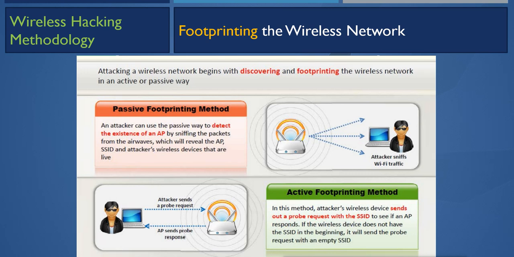So very simple. Passive means it will just do the sniffing to get the information about the SSID. It will just open the Wi-Fi finder and try to see what Wi-Fi networks are available around it. Or second, it can use the active footprinting method, where it will send some requests and probe requests to the existing APs and try to see whether they are available.